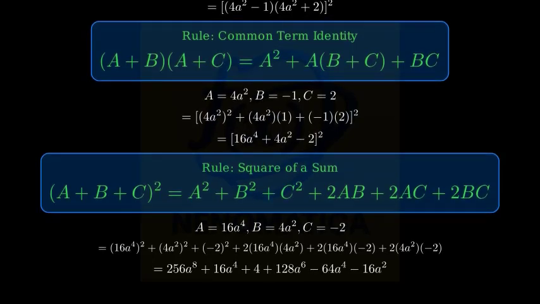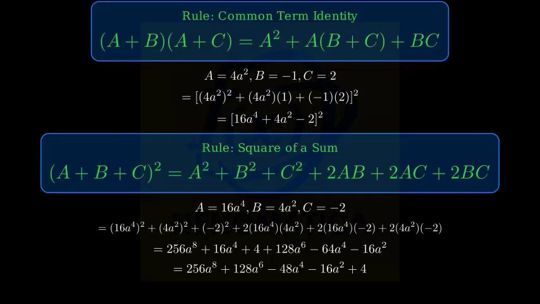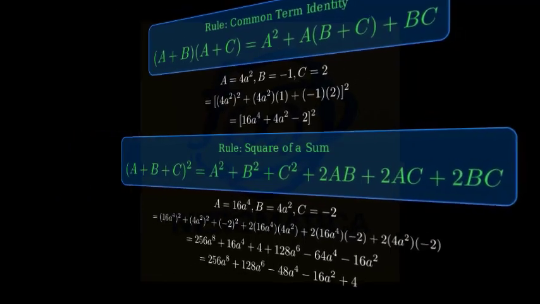We get 256a to the 8th power plus 16a to the 4th power plus 4 plus 128a to the 6th power minus 64a to the 4th power minus 16 squared. Combining like terms, our final answer is 256a to the 8th power plus 128a to the 6th power minus 48a to the 4th power minus 16 squared plus 4.